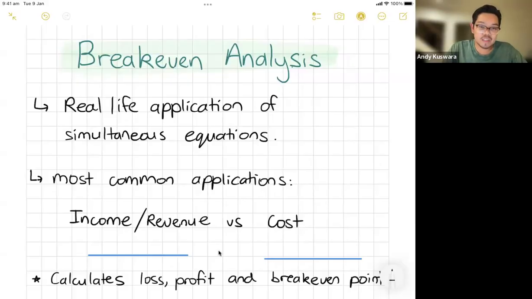So yes, it's a real-life application of simultaneous equations, and it is the most common application here. We'll normally talk about these words: income, revenue, and cost. The important thing to note in general is that income and revenue is money coming in. If I make revenue, that means I'm making money. But when I talk about cost, these are the things that it's going to cost me. This is money out. So these are important things to note. Income and revenue is money coming in. However, cost is money running out.